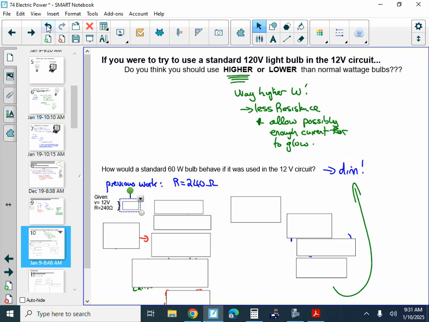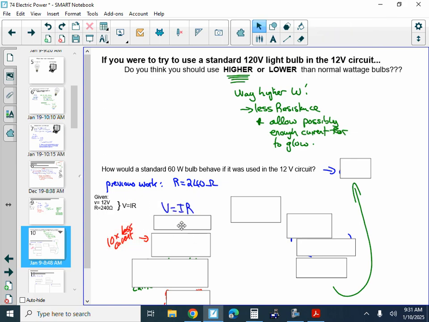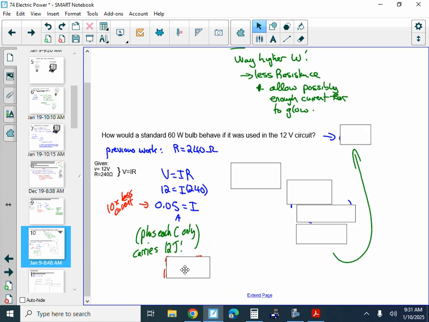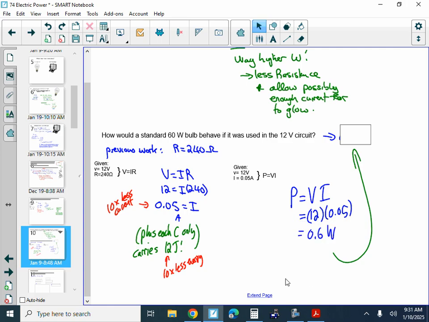So this is not feasible yet, I suppose. So let's look at the idea. What if we used a regular 60-watt bulb, right? We know that the resistance is 240 ohms from previous work, and so the current it would let through would be 0.05 amps, right? And each of those would only carry 12 joules, so way less current and way less energy, right? 10 times less current, and each carrying 10 times less energy. So the power you'd get out of it would be really, really, really low. It'd be very dim. You might not even see it glowing.